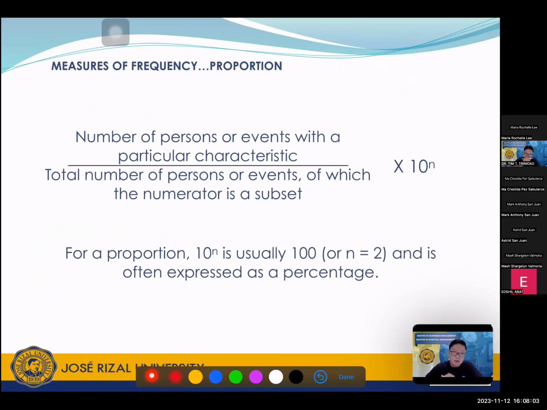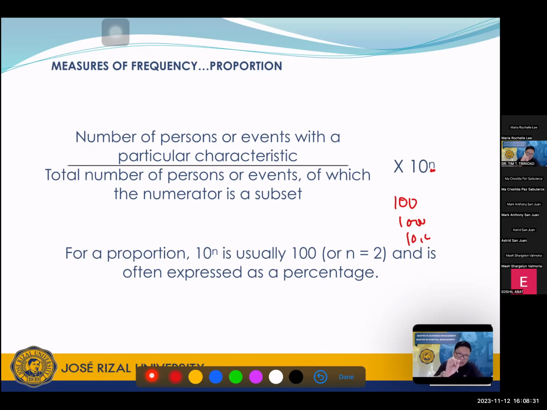Okay, so how would you compute for the proportion? So proportion will be the number of persons or events within a particular characteristic to the total number of persons or events of which the numerator is a subset. Okay. So the n here, you can choose between 100, 1,000, 10,000, okay? Para ma-reduce mo into terms.